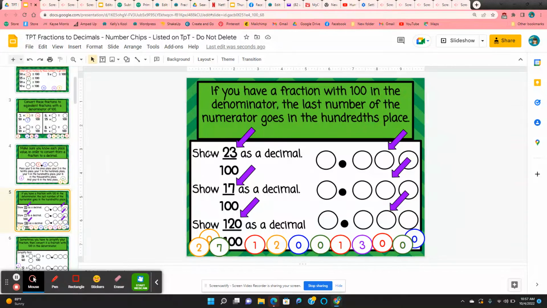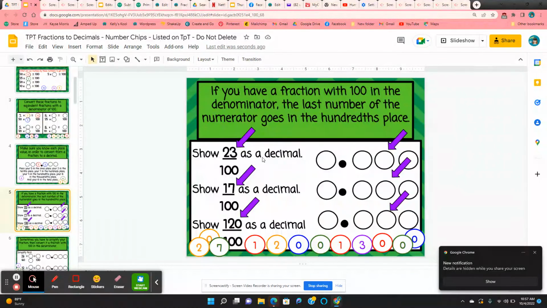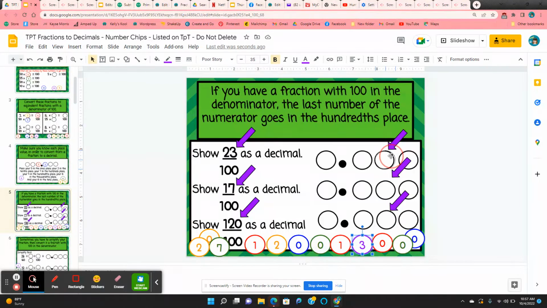The next slide, they're going to be converting to a decimal. So if they have a fraction with 100 in the denominator, they just need to know with these purple arrows, it points to the number that it's going to be in the hundredths place. So here, the number on the far right in the numerator will be in the hundredths place. Okay, so to change 23 hundredths to a decimal, the 3 has to be in the hundredths place. That would place the 2 here in order, and then the other numbers would be zeros.